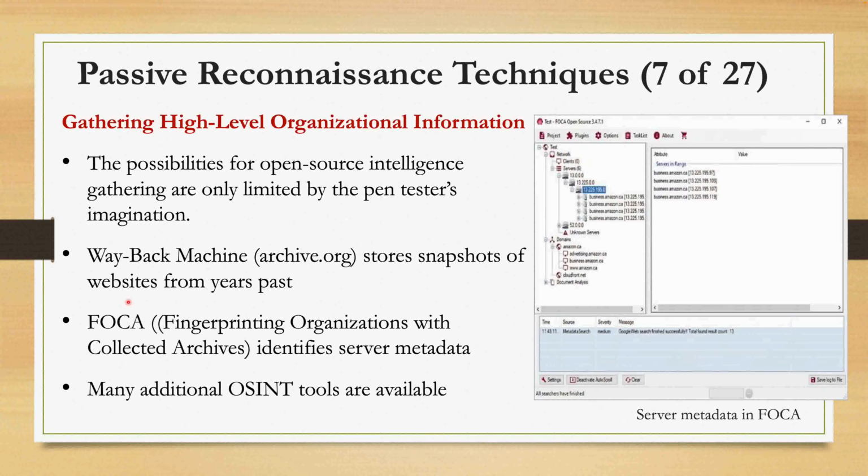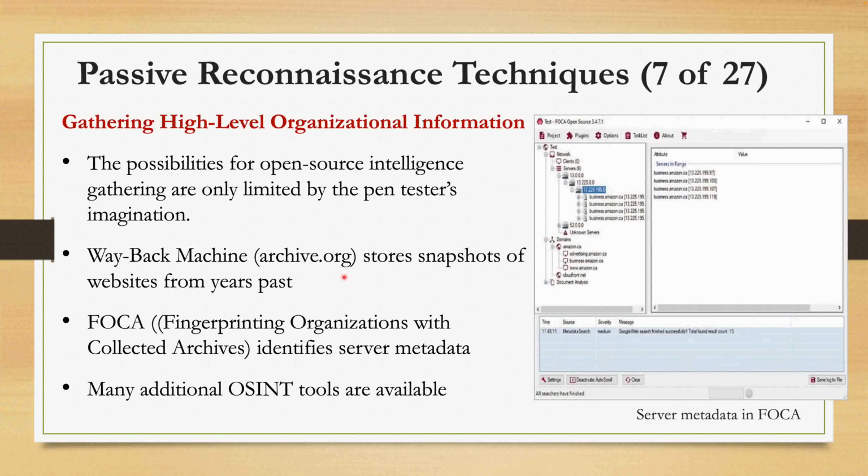Okay, so next step here, we're going to talk about gathering high-level organization information. And this is going to be, again, public information. Now, the possibilities for open source intelligence gathering are only limited by the pen tester's imagination. The first one here is the Wayback Machine, archive.org, which stores snapshots of websites from previous years.